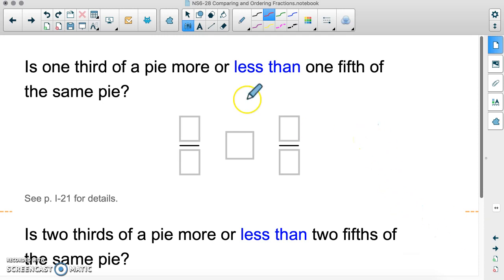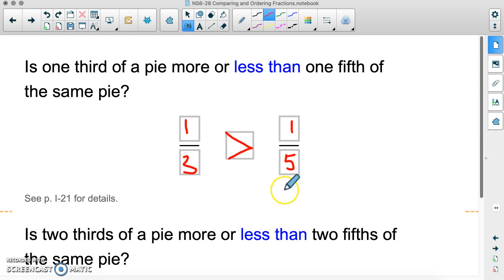So is 1/3 of a pie more or less than 1/5 of the same pie? Would you rather have one piece when the pie is cut into 3 pieces or when it's cut into 5 pieces? Which way are you going to get more? If you're like me, you're going to want the bigger piece of pie. So you have 1/3 or you have 1/5. Which one is going to be bigger? Well, the pie that's only cut into 3 is going to have bigger slices than the pie that's cut into 5.